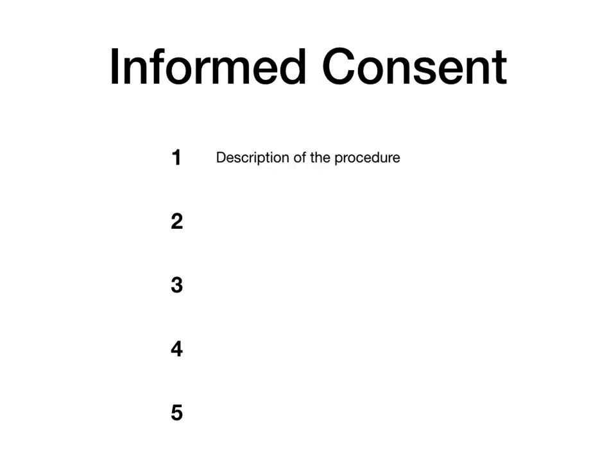The first part is a description of the procedure. So anytime that you're proposing that some procedure, some test, some treatment be done, you always have to give a description of that test, that procedure, or that treatment. The second component is that you have to explain the risks versus benefits of receiving that procedure, that treatment, that test, etc. So if, for example, you're proposing that somebody get a cholecystectomy, you have to explain the risks versus benefits of getting the cholecystectomy.